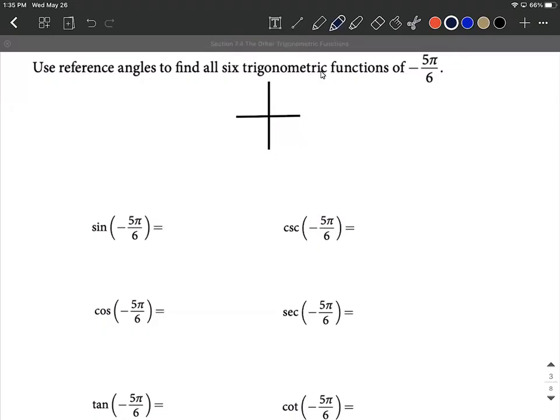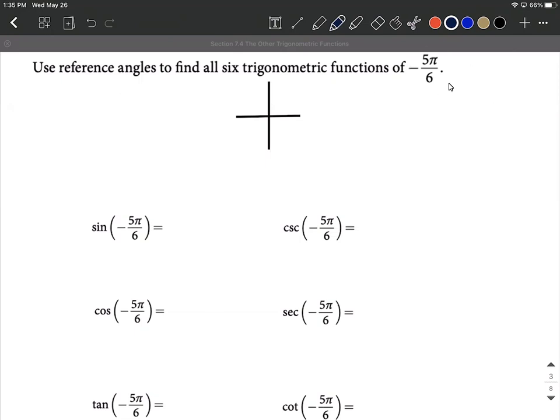Okay, our goal on this problem is to use the angle that's given to us, negative 5 pi over 6, and ultimately we want to evaluate each one of these trigonometric functions, sine, cosine, tangent, cosecant, secant, and cotangent at this angle that's given to us in radians. To do so, eventually we're going to find reference angles to go along with this. Find the reference angle and then evaluate using an angle that we know about.